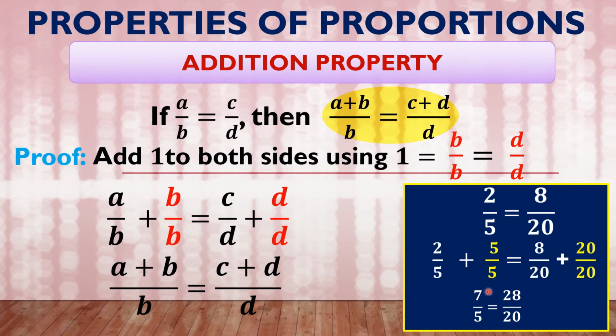Sir, are they equal? What shall we do? Sir, 7 times 4 is 28, 5 times 4 is 20. Yeah, they're equal. But let's try getting their cross products. Let's multiply them. Cross multiplication. So 140 is equal to 140. So meaning, this makes sense. The addition property of proportion.